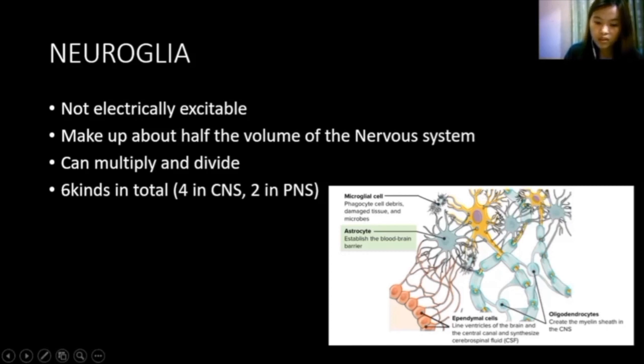Next is the oligodendrocytes. They are important because they create a myelin sheath. As discussed a while ago, this myelin sheath speeds up the conduction of impulses. Lastly, the microglial cells. They phagocytize cell debris from damaged tissues, and also they attack invading microbes.